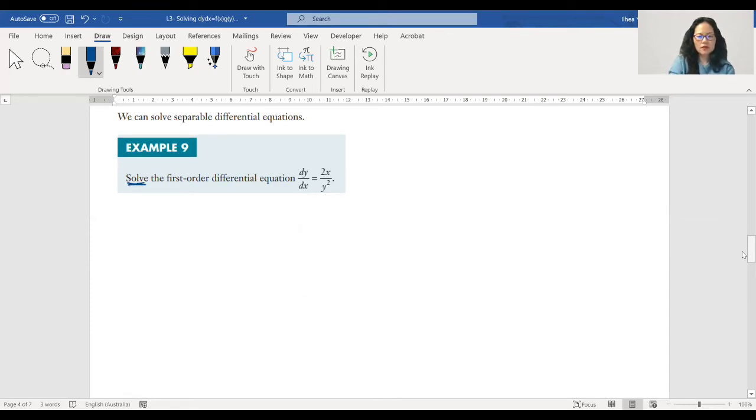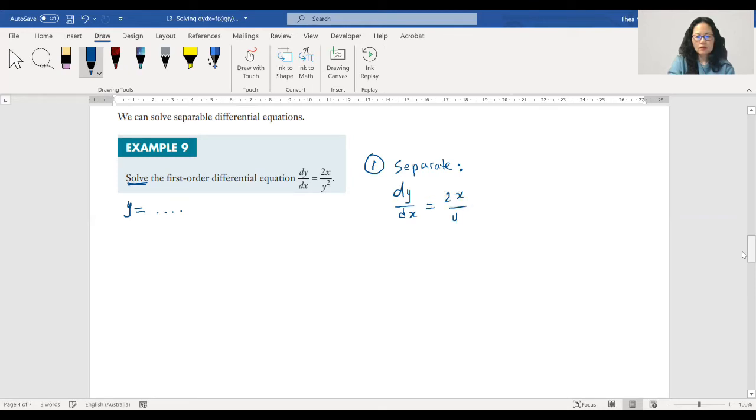Remember, solve is anything to do with y equals whatever. Okay, so I'm going to do that now. First step we have to do is we have to separate. That's why example 8 was all about. So that was helping us to practice. I'm going to separate this.